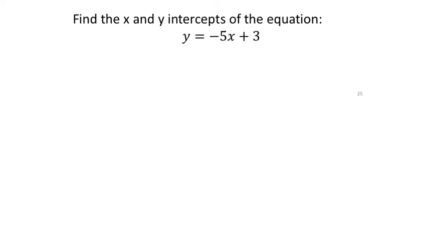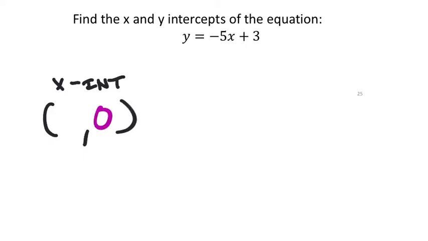Let's go and find the x and y-intercepts of this equation, and I'm going to start with the x-intercept. Remember, for your x-intercept, right off the bat, your y value will be 0. So we take the equation y equals -5x plus 3, and we replace the y value with 0, because if the y value is 0, its corresponding x value should make this a true statement.